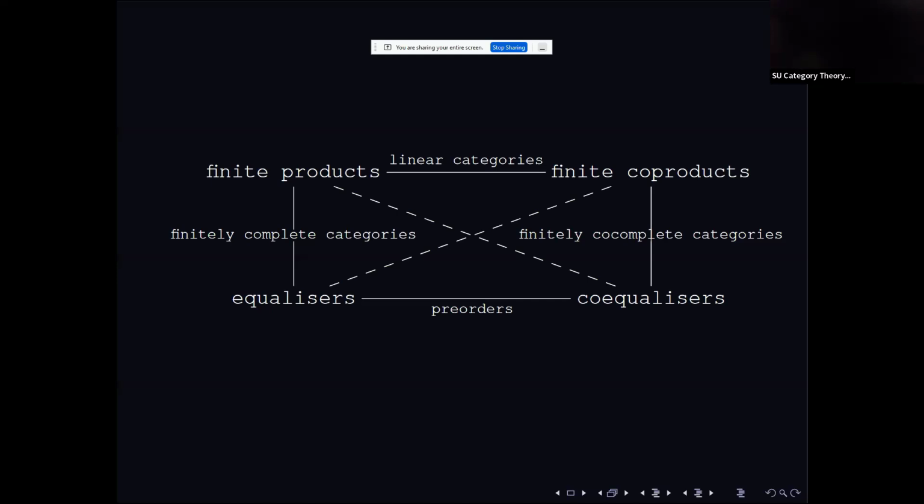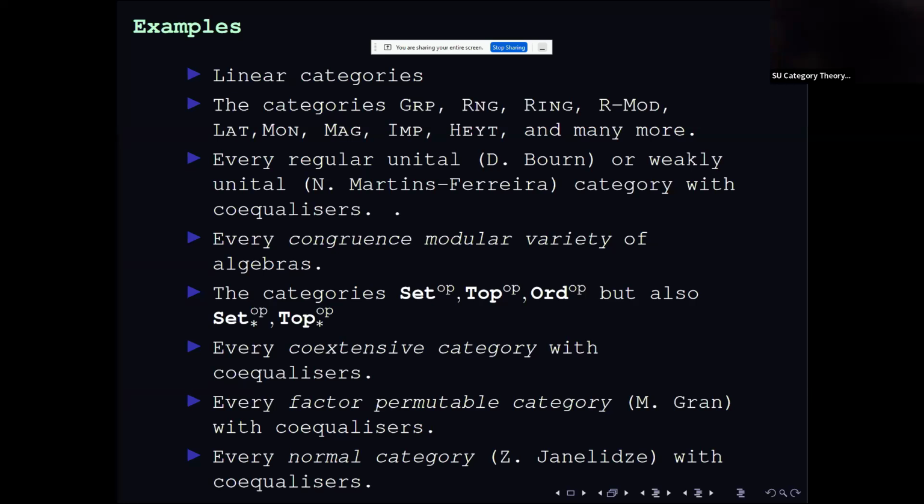Okay. So what are examples of the full condition? Well, any linear category, as I just mentioned, and then all of the categories which I've mentioned before: groups, rings, R-modules, lattices, monoids, magmas, implication algebras, Heyting algebras, Heyting semilattices, and really many more. Many of the classical algebraic categories satisfy the condition.